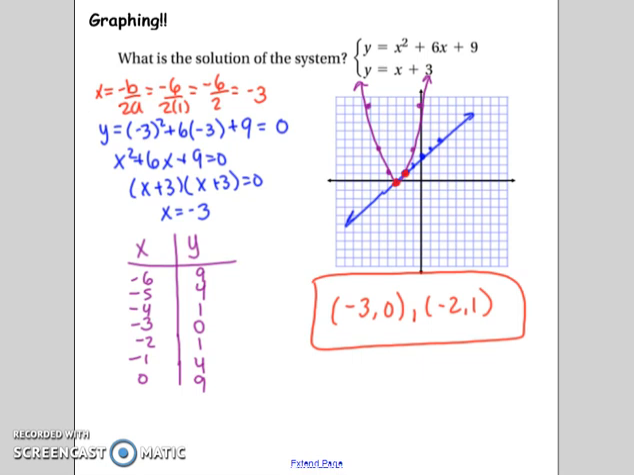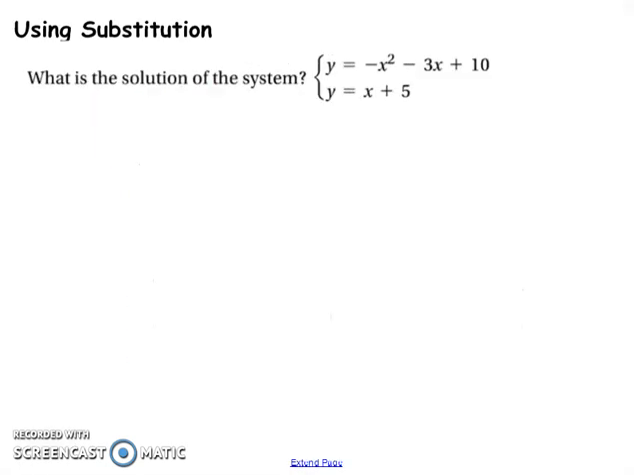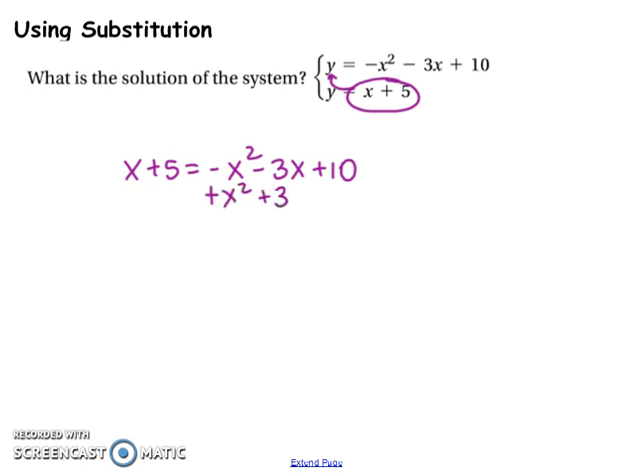It's pretty annoying to have to graph it, so we can use substitution. When you're using substitution, you're just going to set the two equations equal to each other and solve accordingly. So since they're both equal to y, I could take this x plus 5 and plug it into the y in the other equation. So I'm basically just setting the two equal to each other. So x plus 5 equals negative x squared minus 3x plus 10. So in order to solve this, we have to set it to 0. So I like my x squareds to be positive, so I'm actually going to move everything from the right side to the left side.